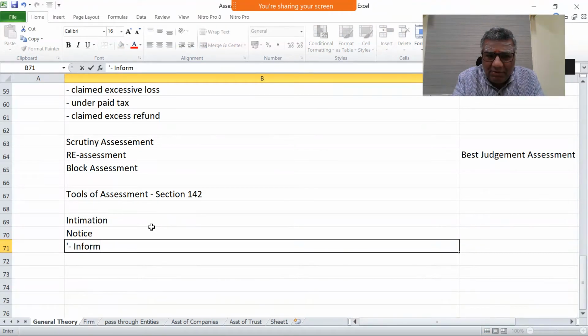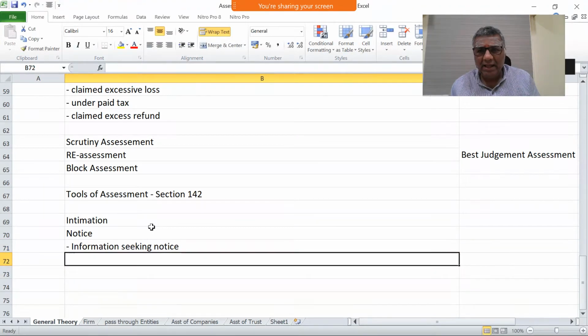This notice which I am speaking about can be an information seeking notice. Can you provide your books of accounts? Can you provide a return statement? Can you provide your returns? Can you provide this information? Information seeking notice, which is normal.